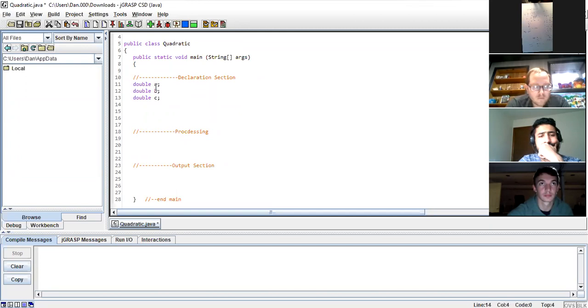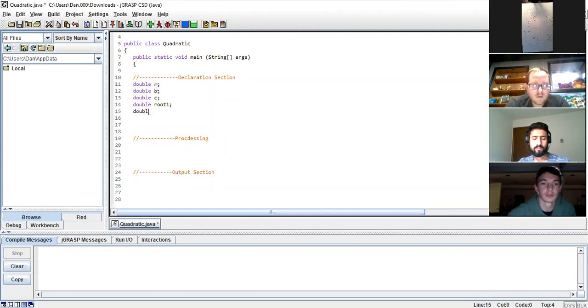What other variables might I need for this program? X? Don't know if I need X, but I think I might call one of them root1 for the first root and root2 for the second root.